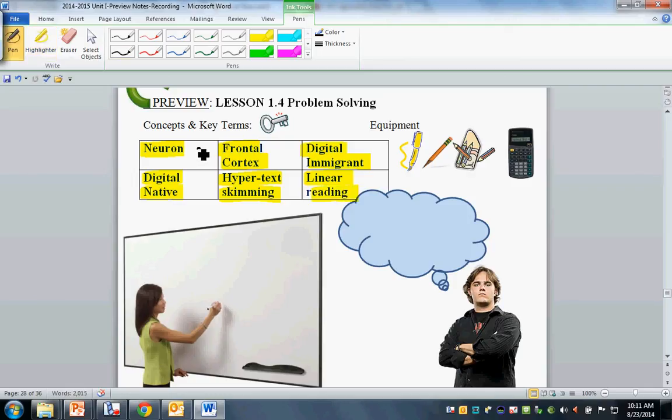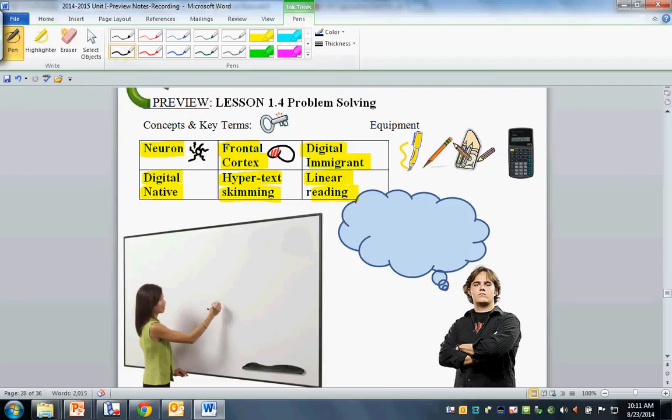So neurons, those are the nerves in your brain. They look like this. Okay, frontal cortex is the front part of your brain. So the frontal cortex, that's the conscious thinking part of your brain.